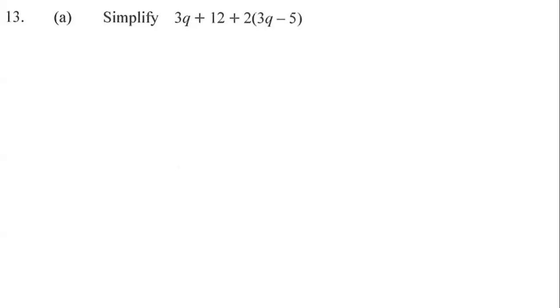We have this question: 3q plus 12 plus 2, open bracket, 3q minus 5. How are we going to answer this? Anyone know how to do this? Anyone want to try? Let me use a different color. Group the like terms. Anyone else? I think you have to multiply with the bracket. I think we should do 2 times 3q take away 5, and then go from there.